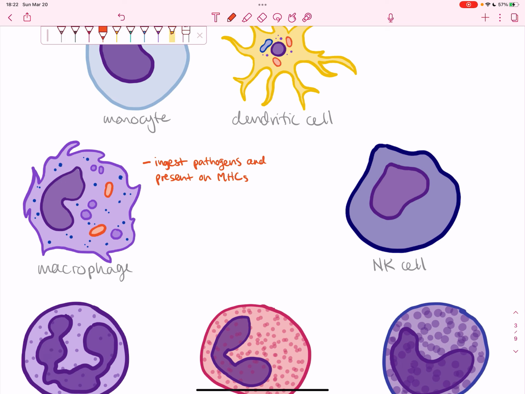So I will write secrete cytokines. Cytokines, I think the most important thing to remember about them is inflammation, so we'll do that. Okay.